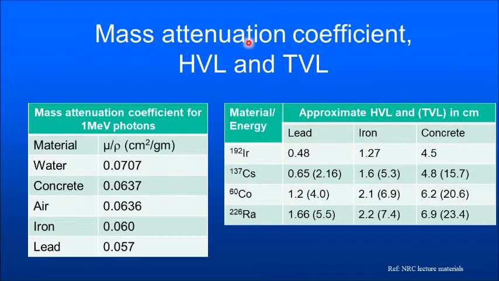This slide provides you the mass attenuation coefficient, half value layer and tenth value layer for certain materials. For example, you can see for water, the mass attenuation coefficient, that is the linear attenuation coefficient divided by the density, is 0.0707. And it's very nearly the same for everything, not a big difference, except for lead, which is slightly lower than other shielding materials. If you look at the half value layer and tenth value layer for various energies and various materials such as lead, iron and concrete, you can see how these things vary. It is 0.48 for iridium with lead, and if you use iron, it is 1.27 in centimeters, and concrete is 4.5 centimeters. Similarly, you have for cesium, cobalt, and radium.